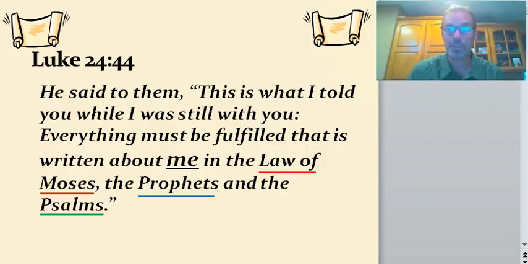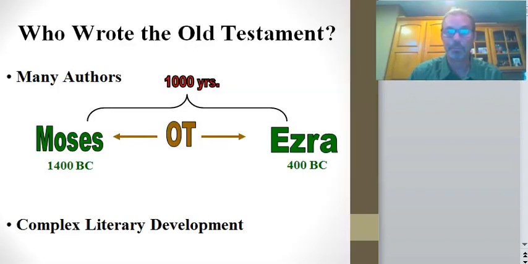Here's a statement from Jesus that we've seen before from the 1st century AD, where Jesus also refers to the three sections of the Old Testament: the law of Moses, the prophets, and the Psalms, or the Ketuvim. So we can see that the Old Testament books were being read and used by the community by at least 200 BC and certainly in the time of Jesus.